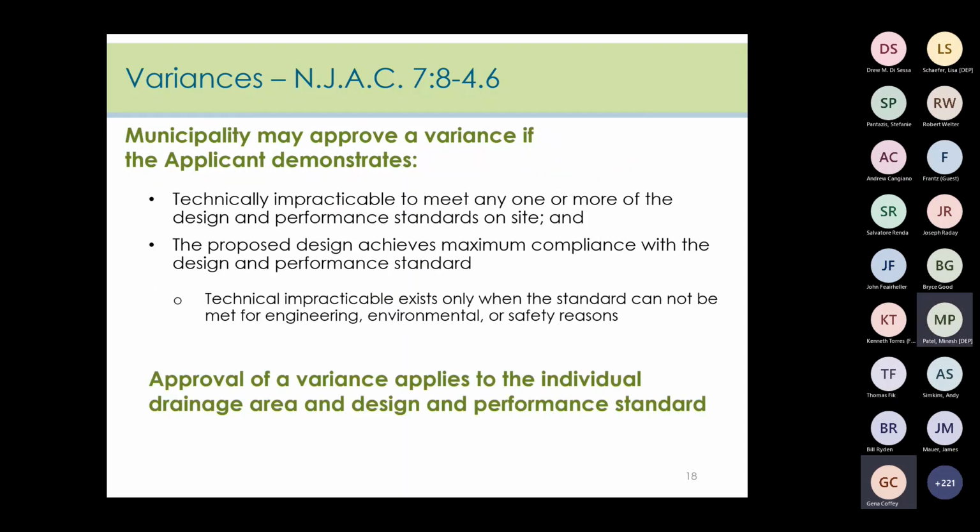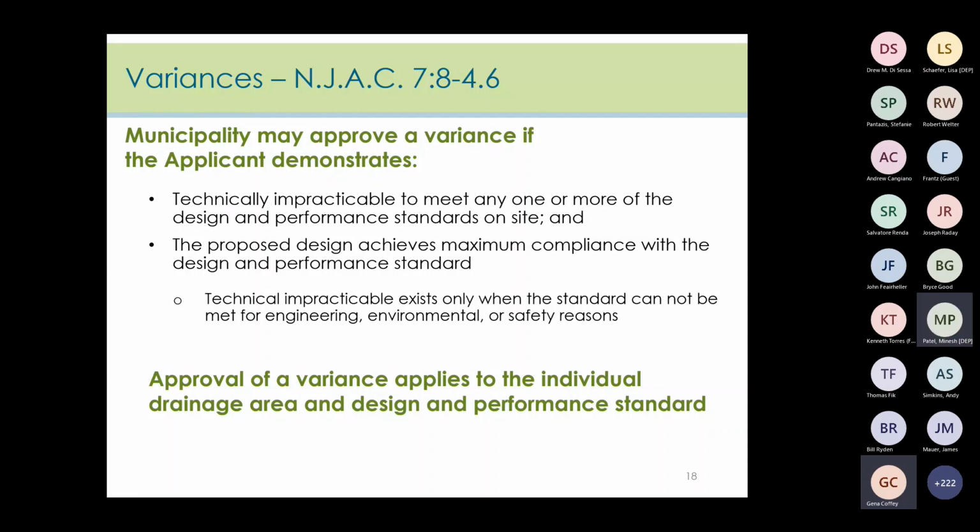With the amended version of the rules, the ability to grant variances requires a little more effort by the applicant. Now, there must be a demonstration that it is technically impracticable to meet one or more of the design standards. The only allowable variances are for engineering, environmental, or safety reasons, and they have to be spelled out very clearly here. Cost can't really be a factor here.